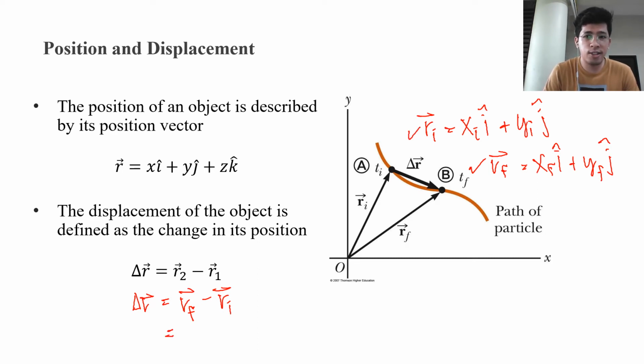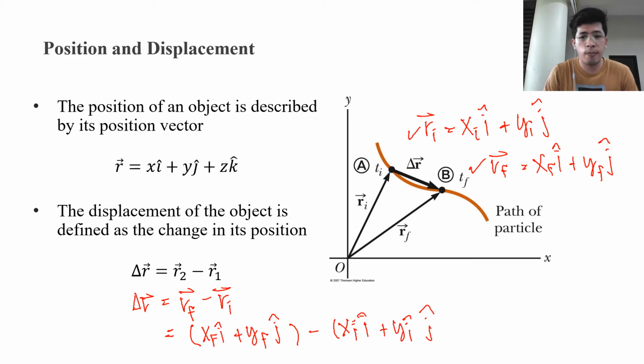So your delta R is just XF I hat plus YF J hat, minus XI I hat plus YI J hat. So this is your displacement for your figure here. And later you can just combine your x and your y's. Let me just write. Here you can combine the x, so you have your xf minus your xi I hat plus your yf minus your yi j hat.